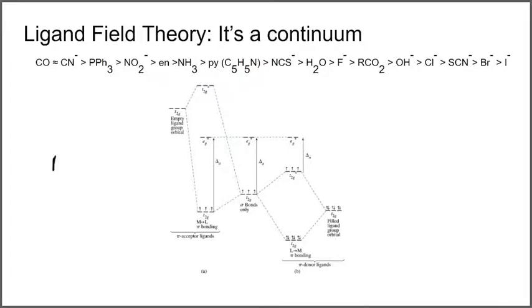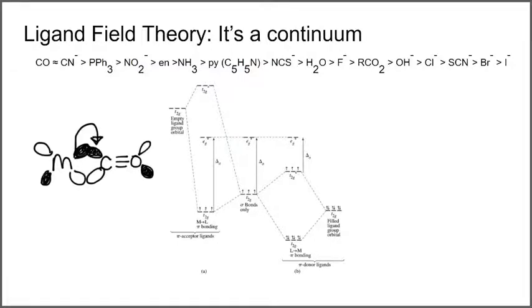And what's happening there is that we imagine the metal is pi bonding with, for example, the pi star orbital on carbon monoxide, the carbonyl ligand, which would look something kind of like this. And in this way, the metal is actually donating electron density to the ligand.